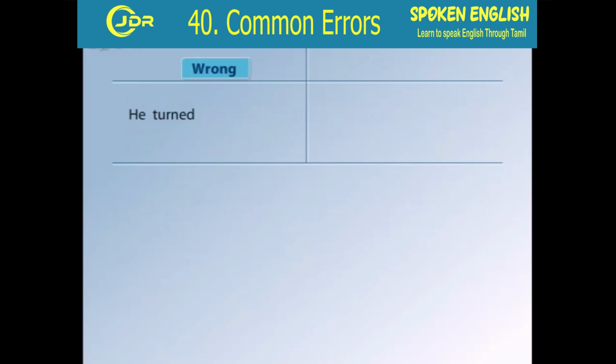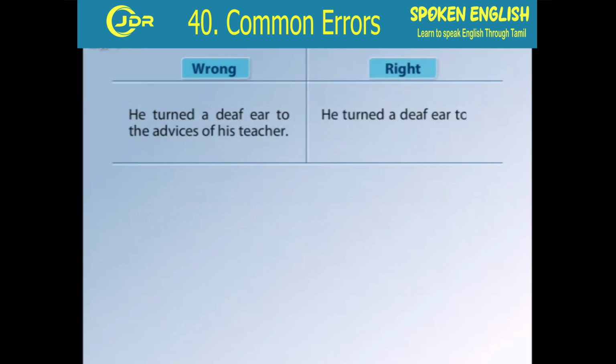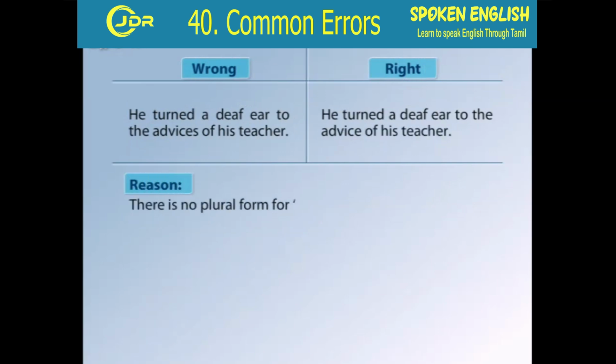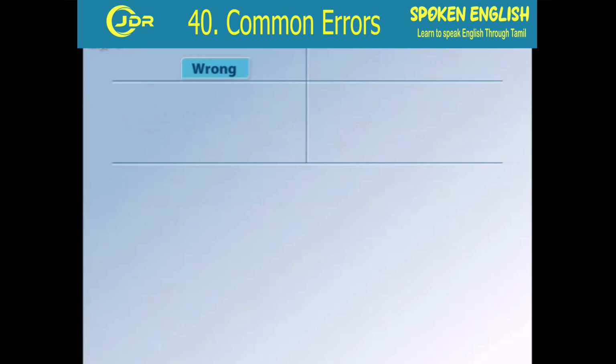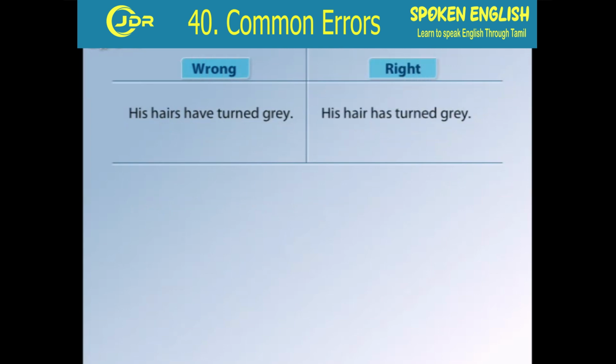Wrong. He turned a deaf ear to the advices of his teacher. Right. He turned a deaf ear to the advice of his teacher. Reason, there is no plural form for advice. Wrong. His hairs have turned grey. Right. His hair has turned grey. Reason, there is no plural form for hair.